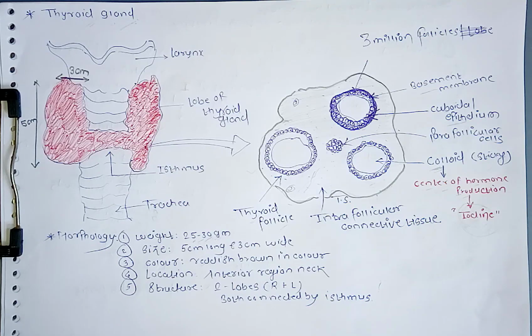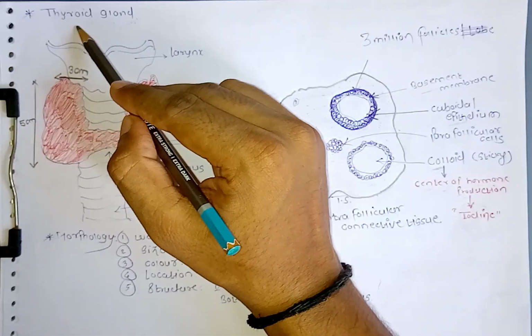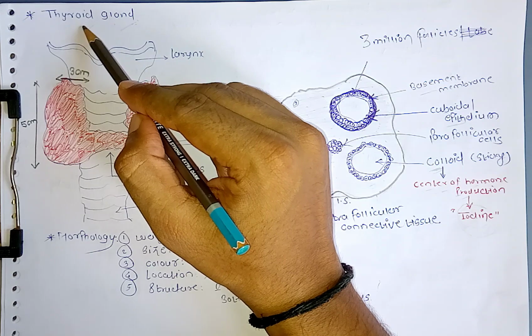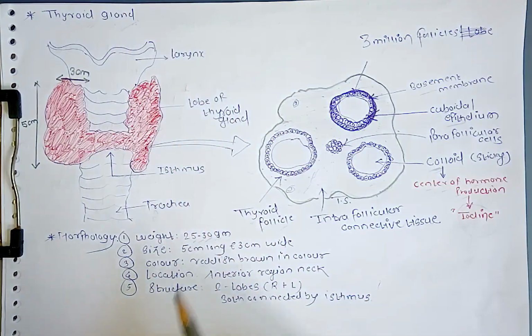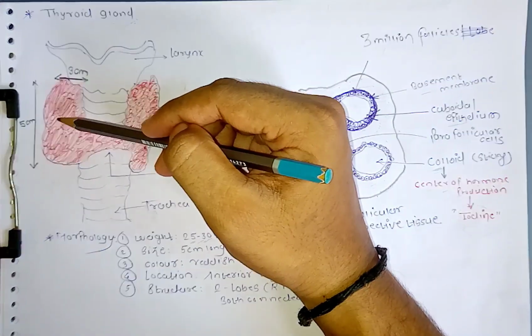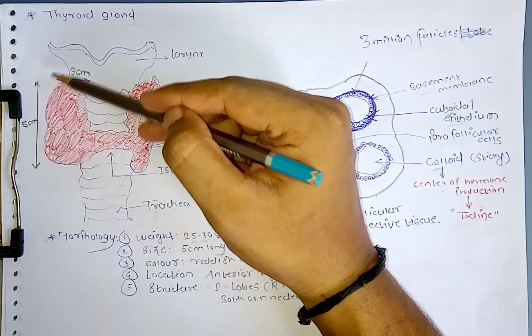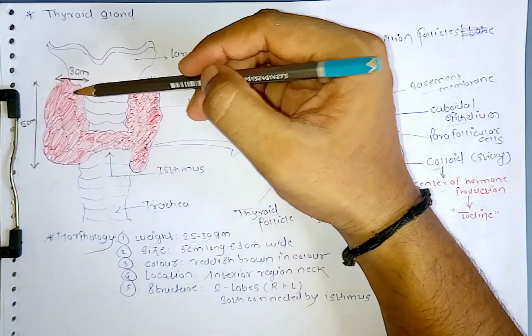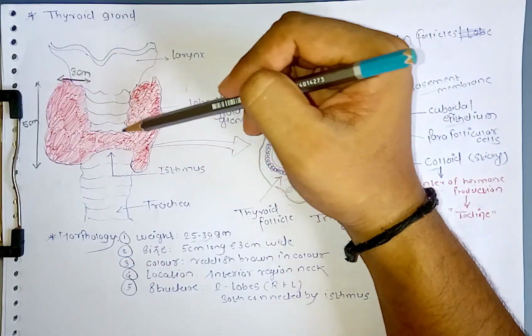Hello everyone. Today we are going to discuss the thyroid gland. It is one of the largest endocrine glands in the body, weighing around 25 to 30 grams. If we consider its size, it is 5 centimeters long and 3 centimeters wide. Its color is reddish brown.